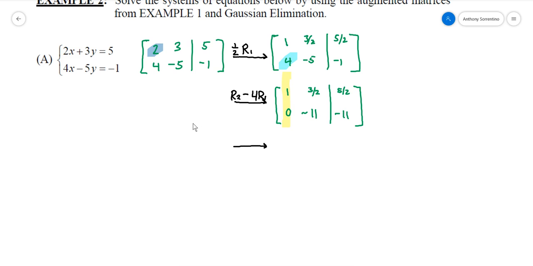So the next thing I'm going to do, in the last row operation I really had to do to get this in row echelon form, is I'm going to do negative 1/11 of row 2. I could also say divide by it, but the same thing.